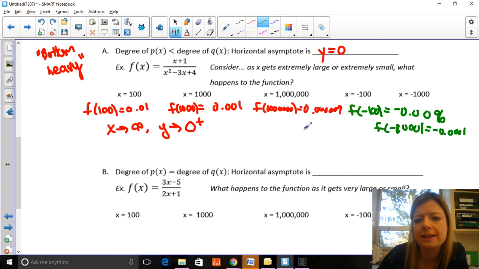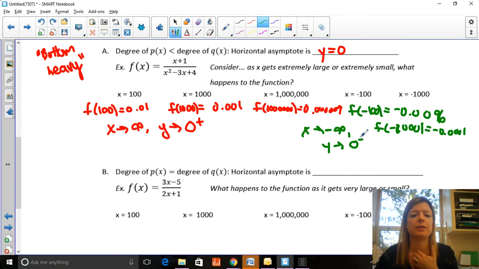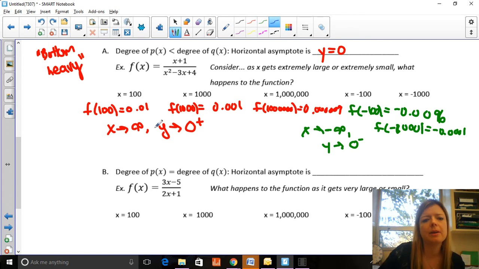So you can see that as x is getting extremely negative, so approaching negative infinity, y is approaching 0, but from below. So 0, and then I put a negative. So you can explain why this is true by saying this.